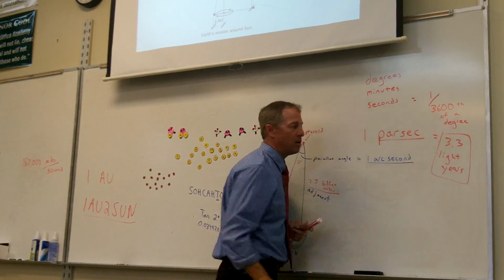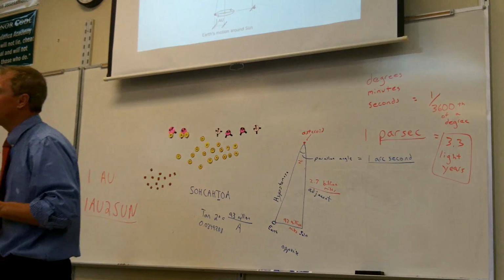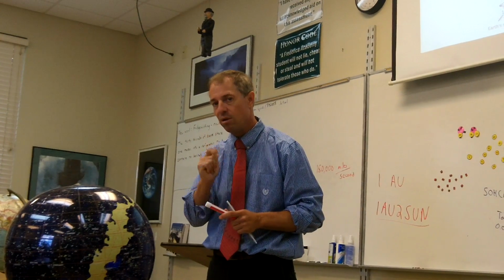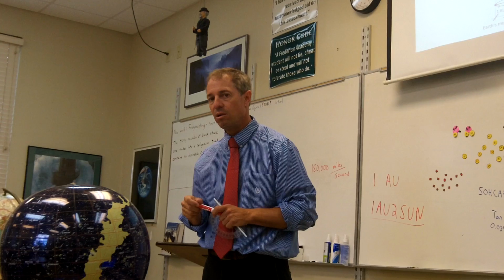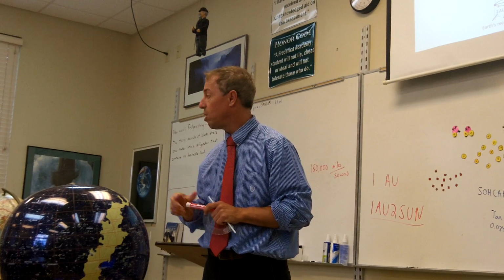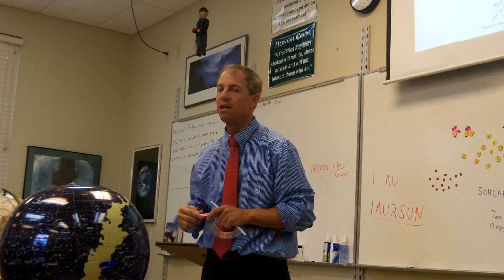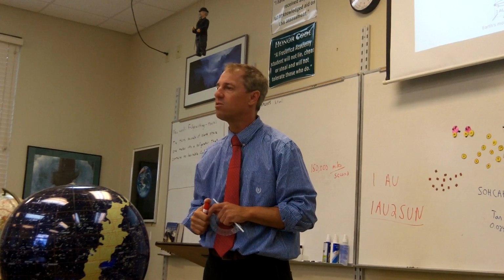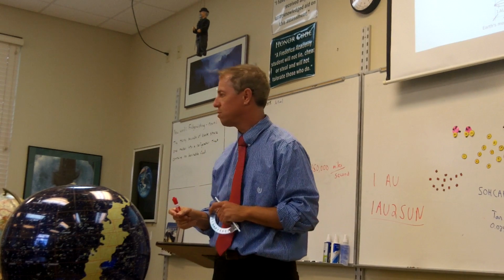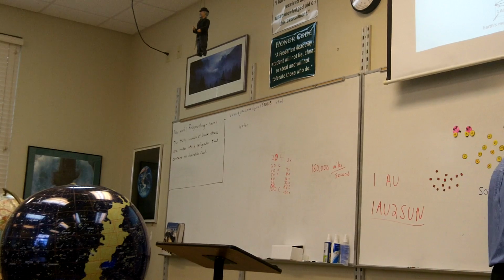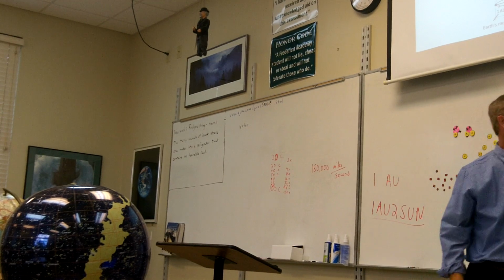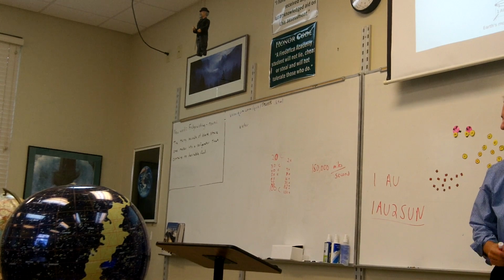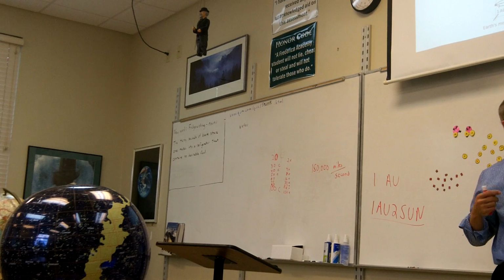It's 3.3 light years. The nearest star to us is called, does anyone know what it's called? Any idea? Nearest star is called Alpha Centauri. You ever heard of that? Alpha Centauri is the nearest star. It's 4.3 light years. So it's farther than a parsec away. 3.3 light years is 1 parsec. 6.6 light years would be 2 parsecs. So parsec is a measure of distance.